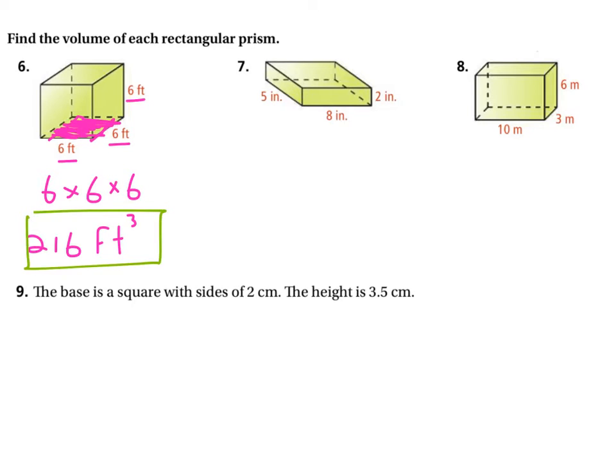so easy peasy, right? And in these particular ones, you don't really have to worry about finding the area of the base first. You can just do length times width times height. So, for example, in this next one, we've got length times width times height of 5 times 8 times 2. And 5 times 2 is 10, times 8 is 80, and so that one is 80 inches cubed.